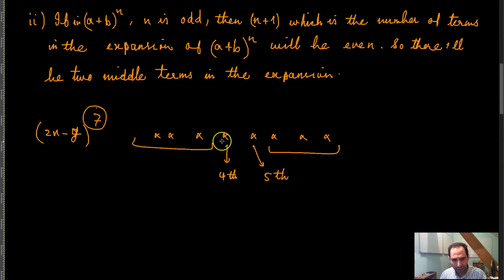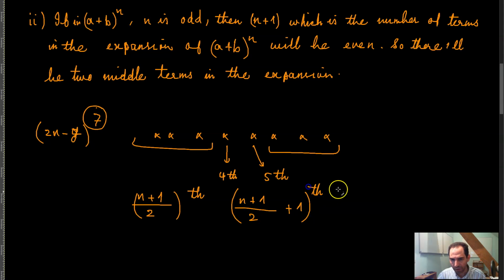So the 4th term would be the (n plus 1) divided by 2 th term, and the 5th term would be the (n plus 1) divided by 2, plus 1 th term.